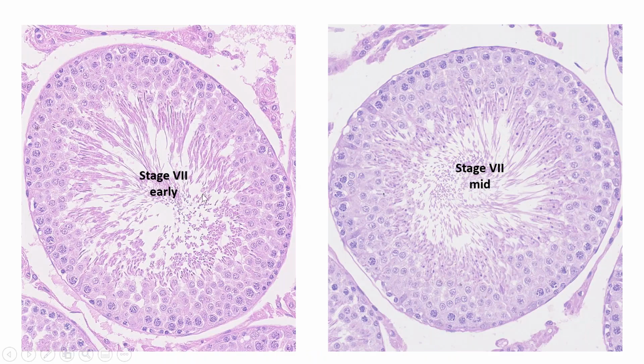So stage 7 and 8 were distinguished on the residual bodies, and this is very early in stage 7. The residual bodies are hardly even evident here, but all the elongating spermatid heads are up at the surface, and the residual bodies are just starting to form and move down the tail. Whereas halfway through stage 7, you can see that they're very much better formed, and they're all starting to move down the tail towards the head.